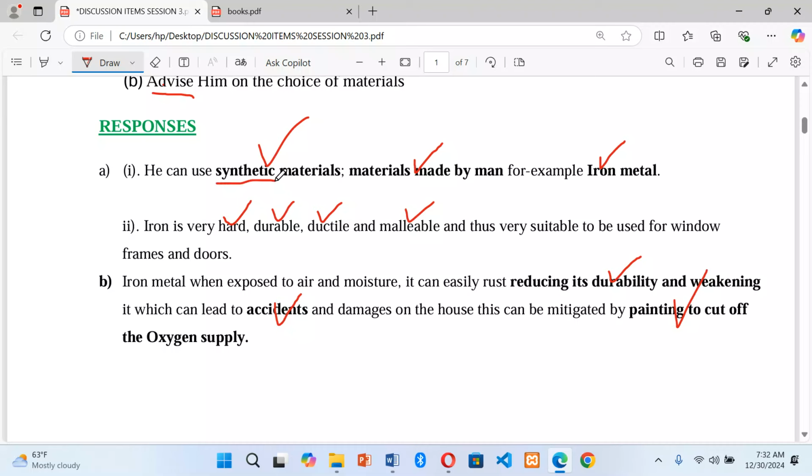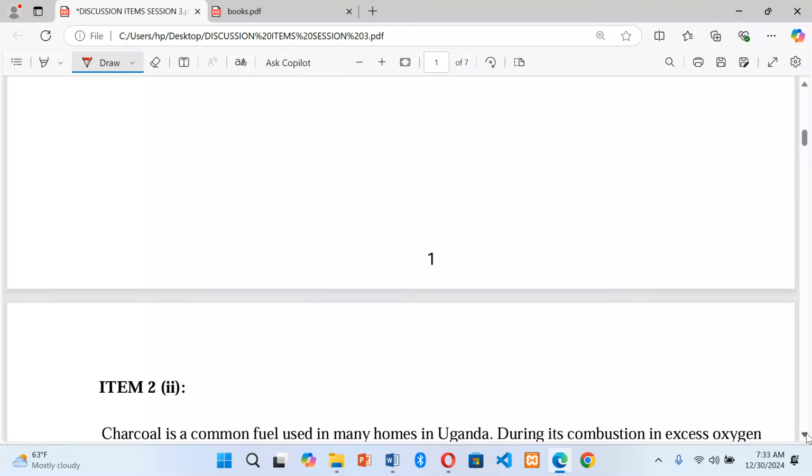Some people these days are now cramming synthetic. It's not only synthetic materials which can be used, but for my case today, I have used synthetic material, and most especially I have selected iron metal. We shall see any other example where we can use maybe natural materials. Good. Let's go to item 2.